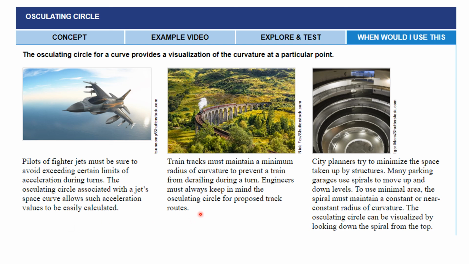Train tracks must maintain a minimum radius of curvature to prevent the train from derailing during a turn. Engineers must always keep in mind the oscillating circle for the proposed track routes. And city planners try to minimize the space taken up by structures. Many parking garages use spirals to move up and down levels. To use minimal area, the spiral must contain a constant or nearly constant radius of curvature. The oscillating circle can be visualized by looking down the spiral from the top.